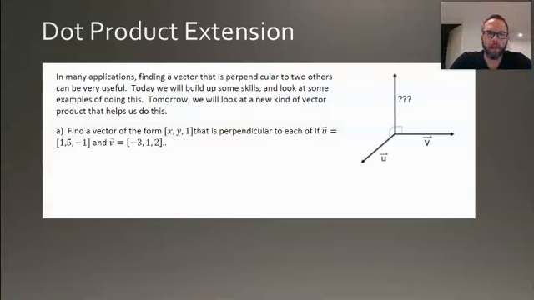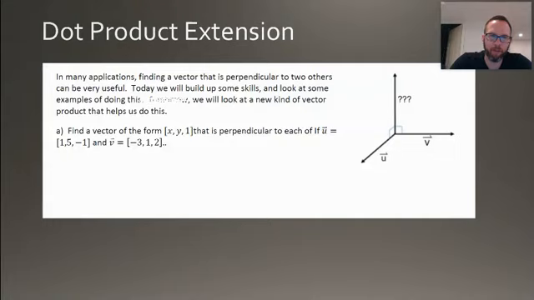As a bit of motivation, we're going to do a little bit of extension of the dot product. In a lot of applications, it's going to be useful to be able to find some vector that's perpendicular to other vectors. We're going to do this, and then today we're going to look at how to do this quicker, with some kind of product. Anyway, let's get started here.